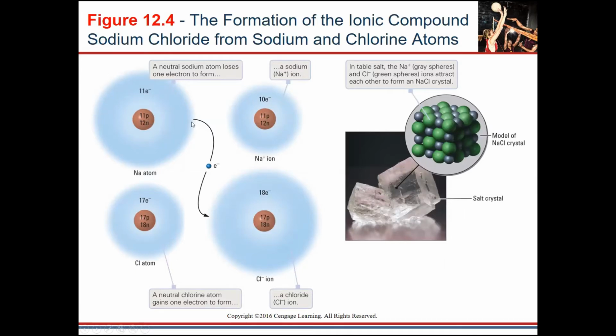Sodium is going to lose that electron. Chlorine is going to gain it, right? So as soon as sodium drops it, chlorine gets it, and it works to both of their favor. And then as soon as that happens, they become positive and negative, and then they come together.